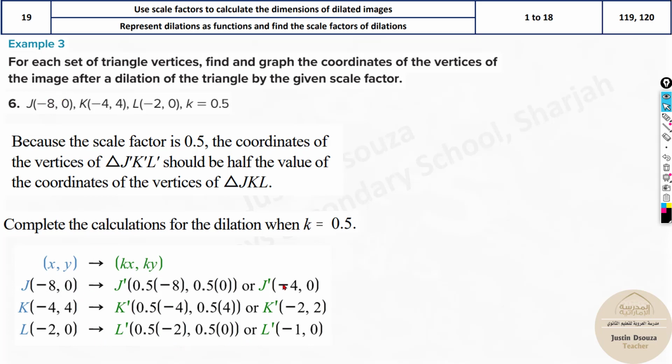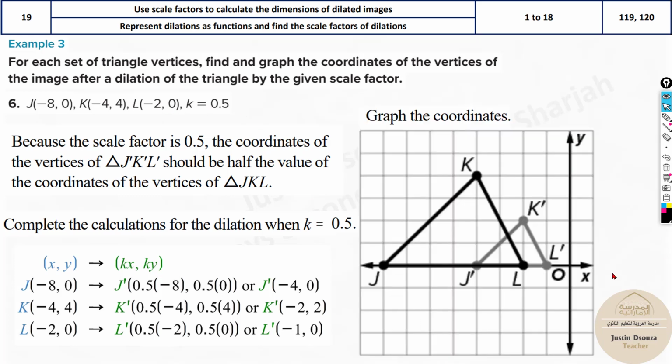Multiply this by 0.5, you'll get negative 4 and 0. Here, negative 2 and 2. Negative 1 and 0. That's it. That will be the answer. They have told us to graph. So what you need to do is just plot these coordinates. Minus 8, where is it? Minus 2, 4, 6, 8 and 0.